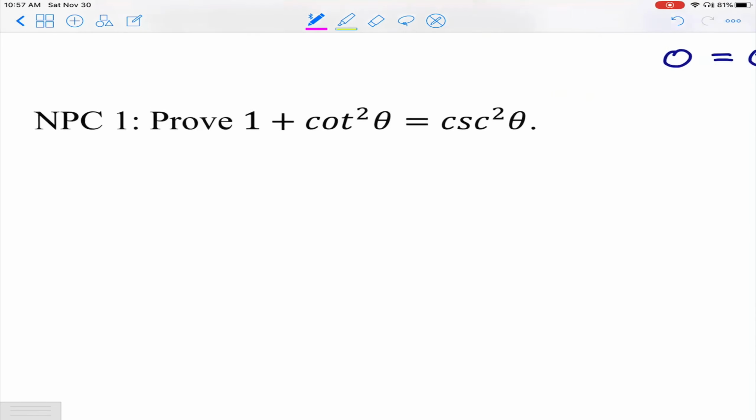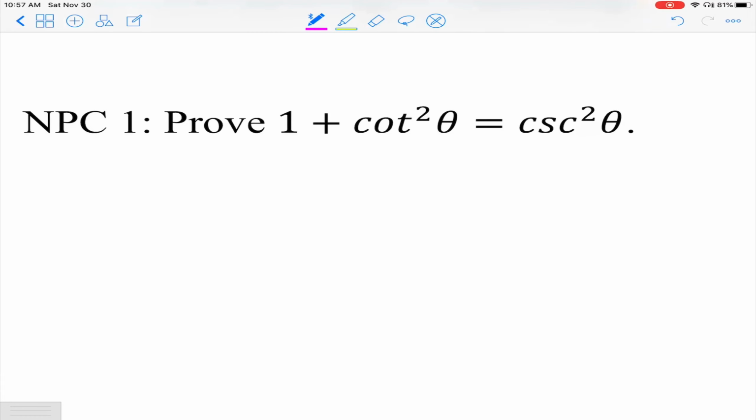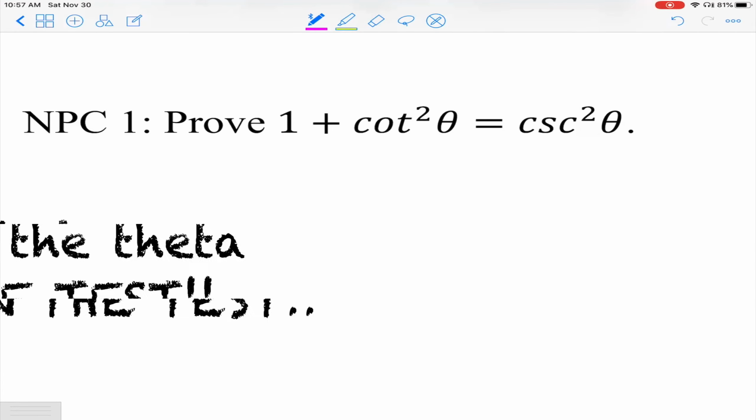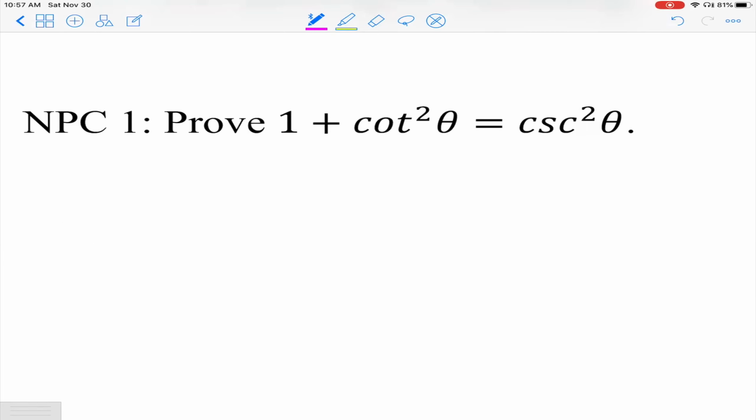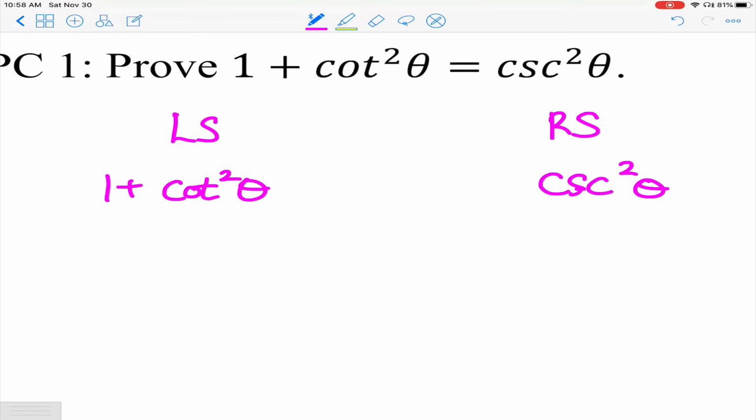So let's take a look at the MPC 1. So 1 plus cotangent squared equals cosecant squared. I'm kind of being lazy. I'm not going to say theta all the time. As tip number 1, we choose the more term side. So left side, 1 plus cotangent squared theta. The right side is cosecant squared theta. So we choose to change the left side.